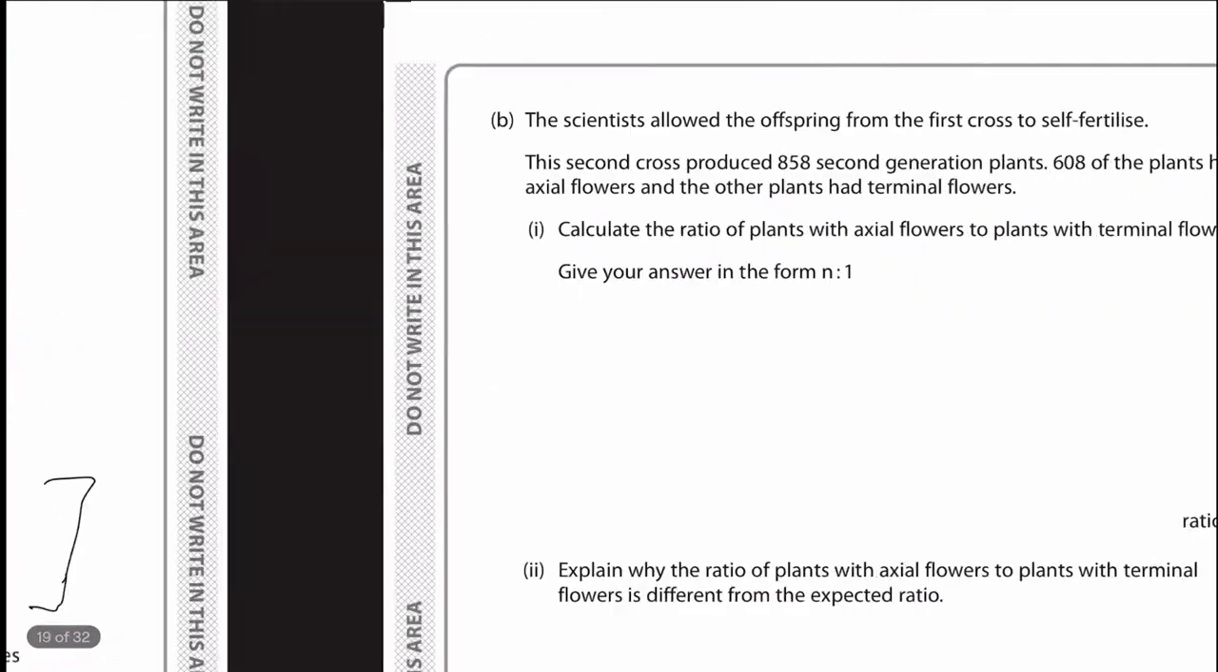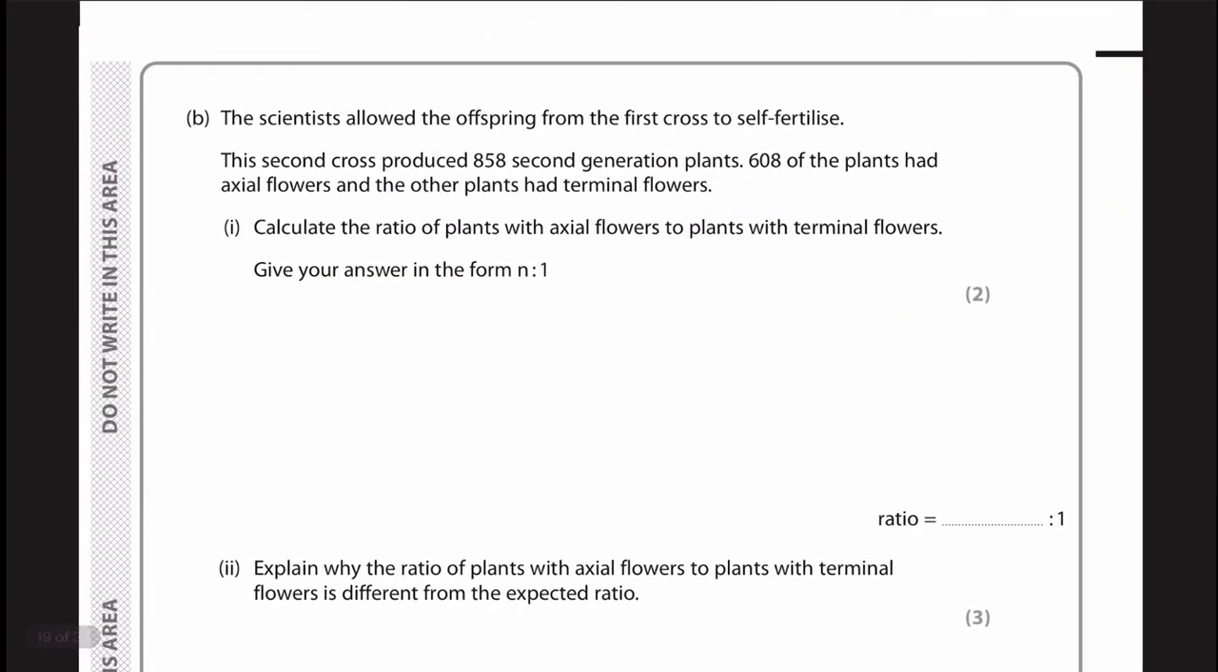There we go. Okay, the scientists allowed this offspring from the first cross to self-fertilize. The second cross produced 858 second-generation plants. 608 had axial and the others had terminal. Calculate the ratio of plants with axial flowers to plants with terminal flowers, n to 1.